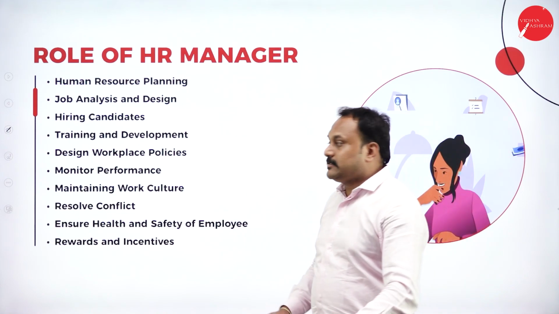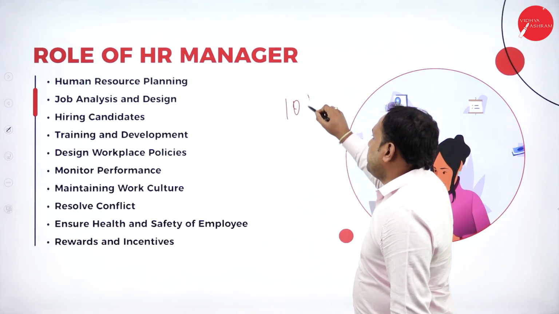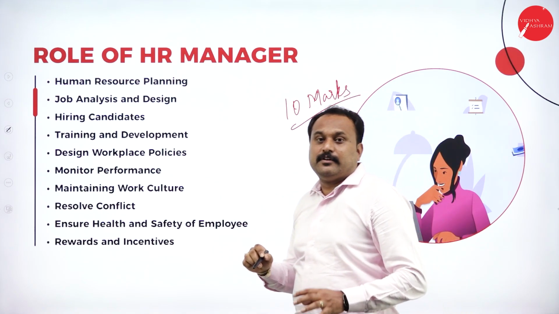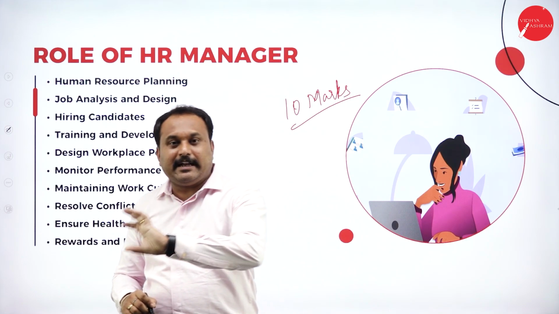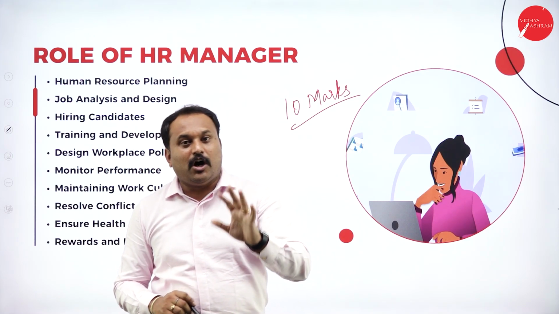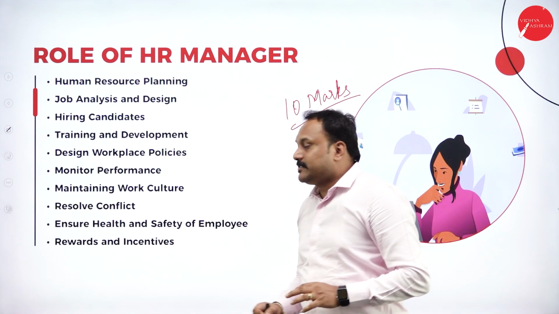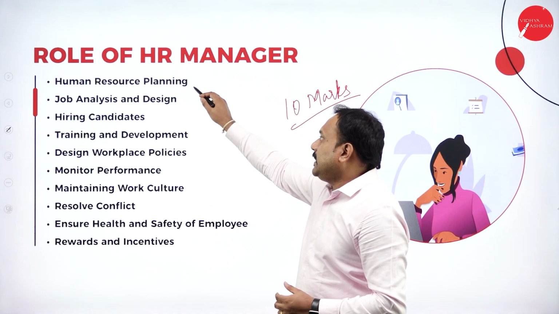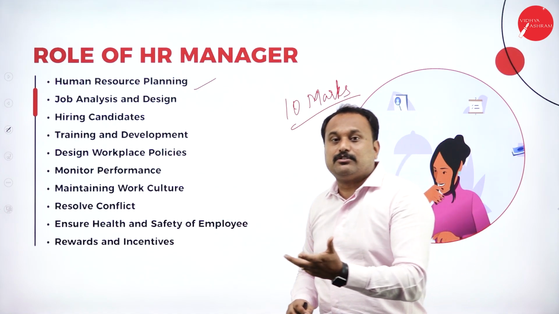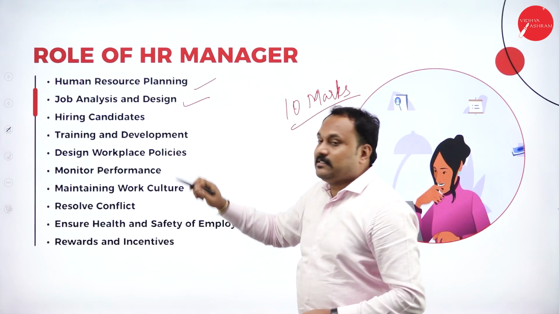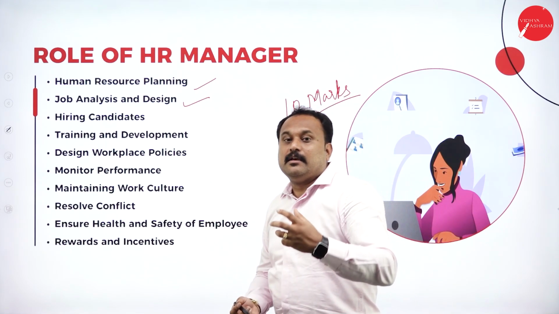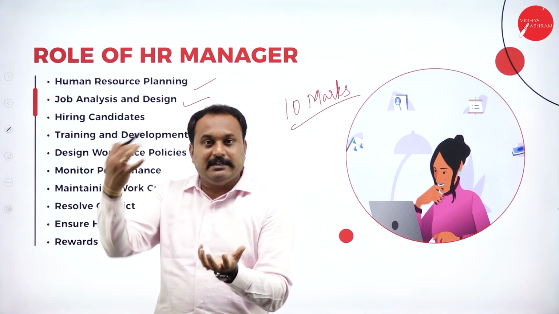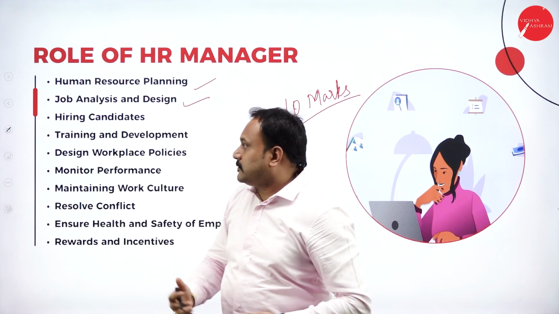Role of HR manager. See, this will come for 10 marks. You may get a question of the difference between human resource management and personnel management, or you may get this question called list out the role of HR manager. So the role of HR manager is what? He needs to do something called HRP, human resource planning. He needs to analyze the job, how the job is to be done. He should design the job, how the job needs to be done. He will decide plus how it should be done.